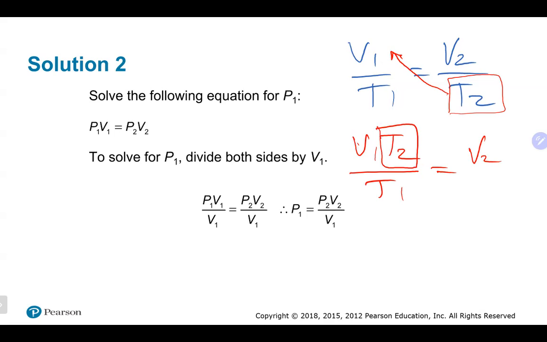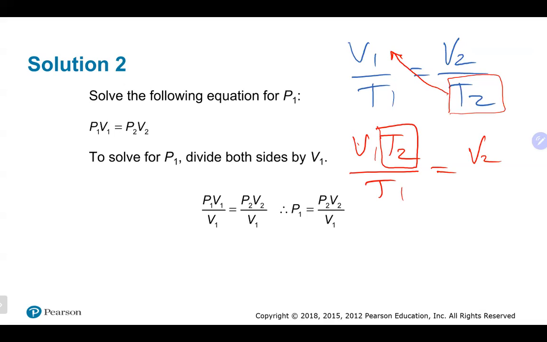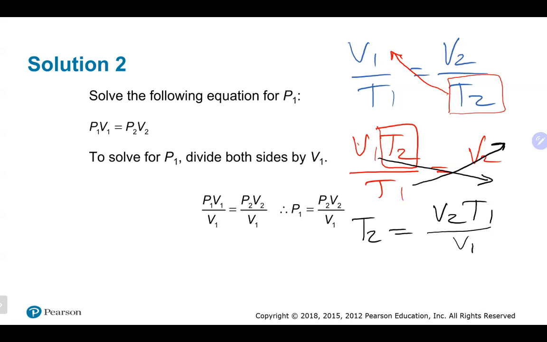That means what do we need to do with the other guys on the left there? We need to move them to the other side, right? So our V1 would then go to the bottom, our T1 would go to the top, and that would give us T2 is equal to V2 T1 over V1. Again, opposite locations.